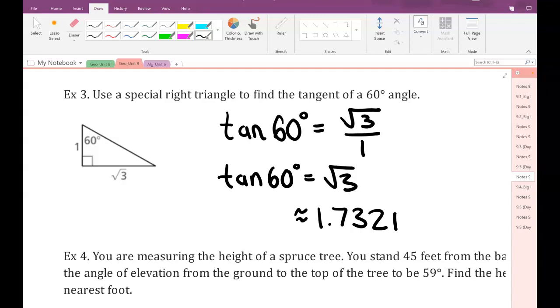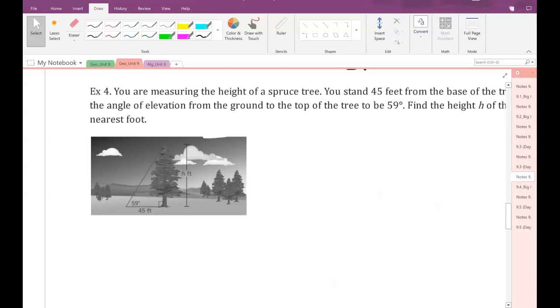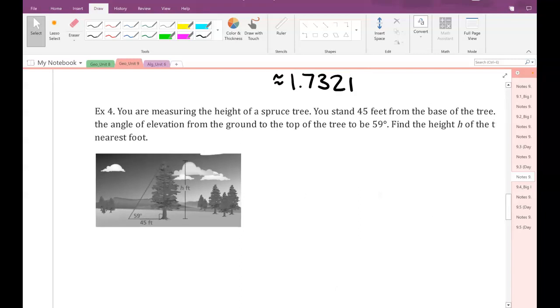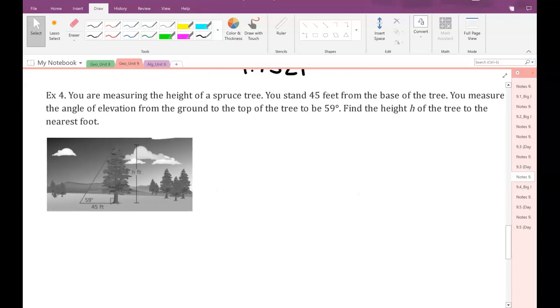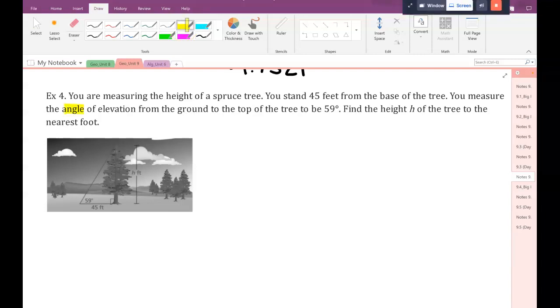All right, last piece, as we usually do with notes. I don't do it on purpose, but we usually end with the word problem. So we're measuring the height of a spruce tree. You stand 45 feet from the base of the tree. You measure the angle of elevation from the ground to the top of the tree to be 59 degrees. Find the height of the tree to the nearest foot.